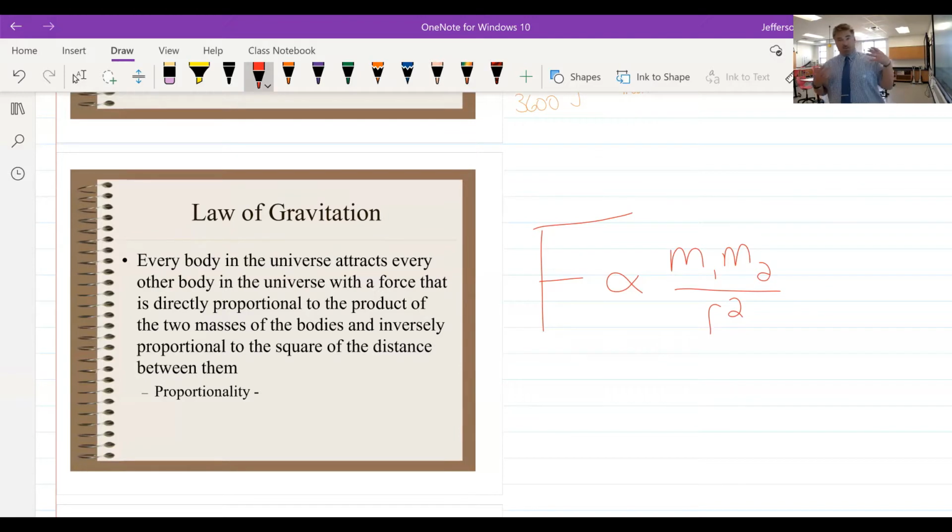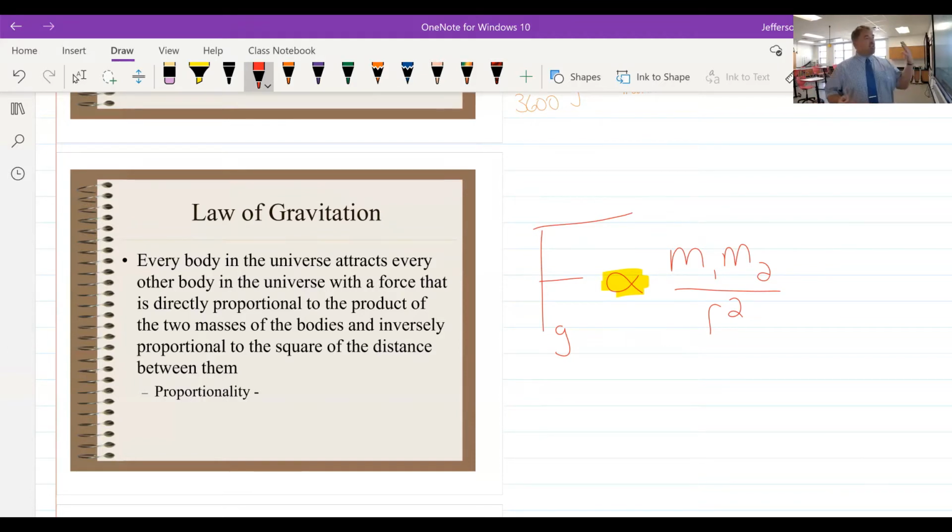Now, you'll notice that this is not an equation. This is a proportionality. And so if I double one of the masses, I'll double the force. If I double both masses, I'll quadruple the force. I should put a little g here because it's a force due to gravity. If I double the radius, then I'm going to quarter that force due to gravity. But we can't use it to do an equation yet.